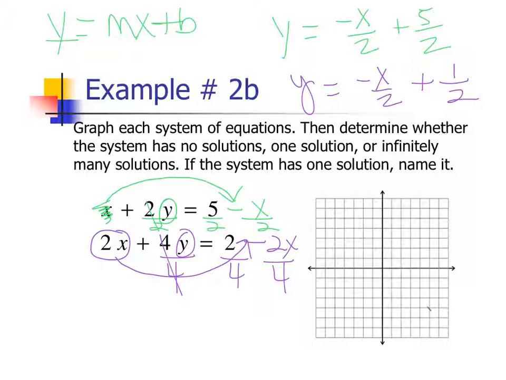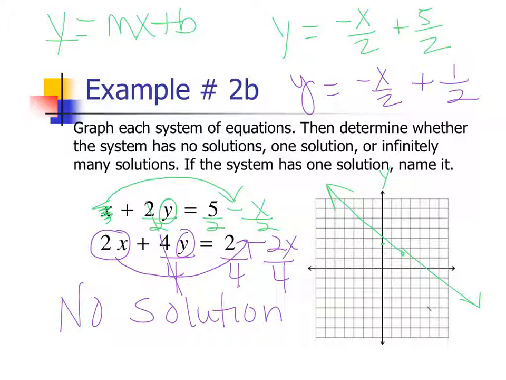Alright, I can already tell here I've got slopes that are the same, negative 1/2 and negative 1/2. They have different y-intercepts. So I'm going to have two parallel lines, and there's going to be no solution, but my directions say graph it. So I'm going to graph it. First of all, this first one, my y-intercept is 5 over 2, which is 2.5, which is about right there. And then my slope says I go down 1 and over 2. So this is this line.